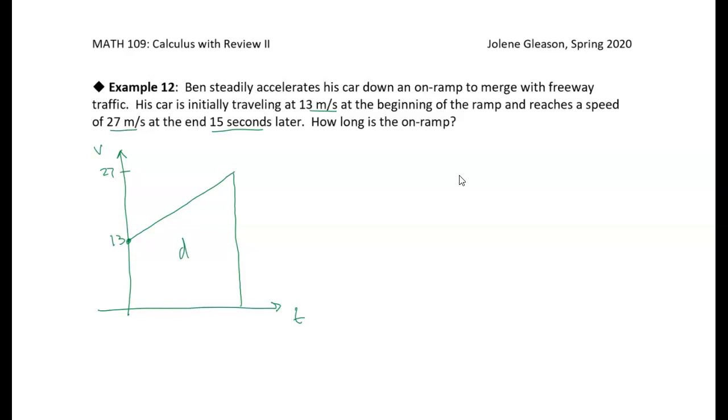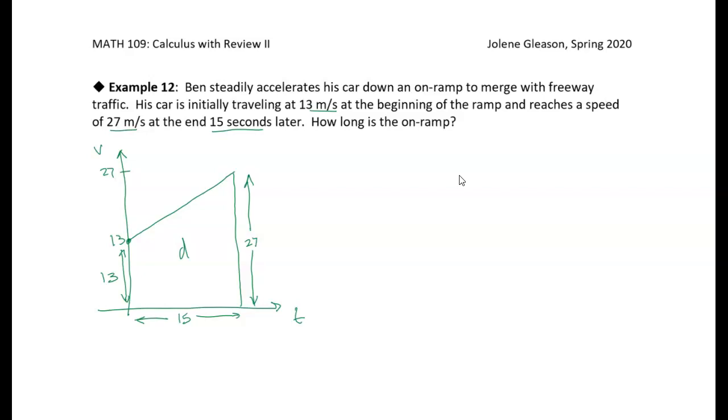So we know that this distance here on this shape is 15 seconds. And so this over here is 13. This distance here is 13. And this distance here is 27. Okay. Now what shape is this? This is not a triangle. We've been doing triangles. But notice that this is a trapezoid.